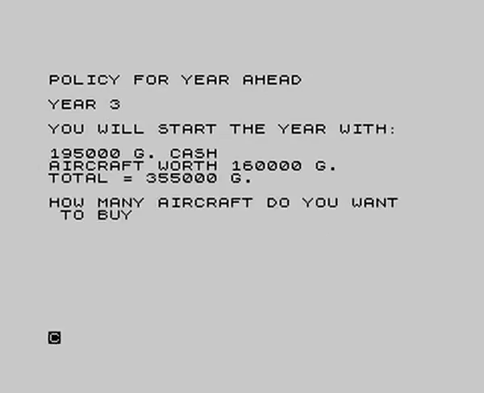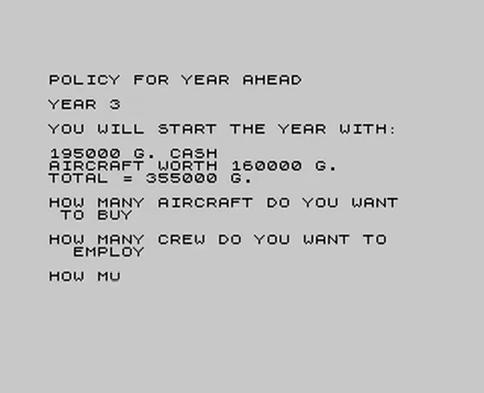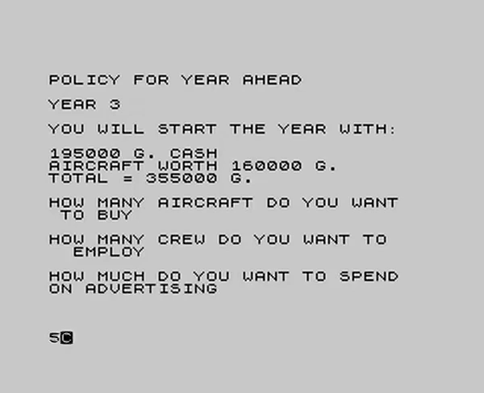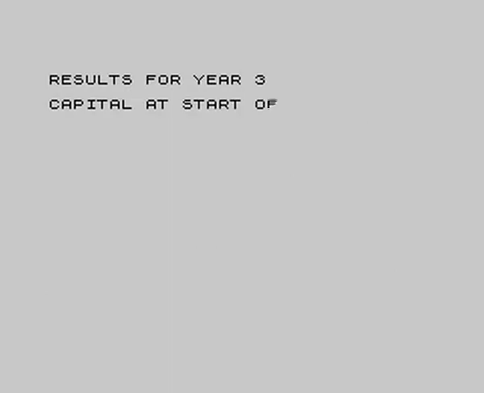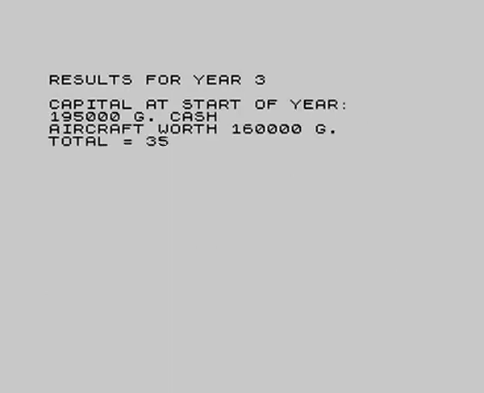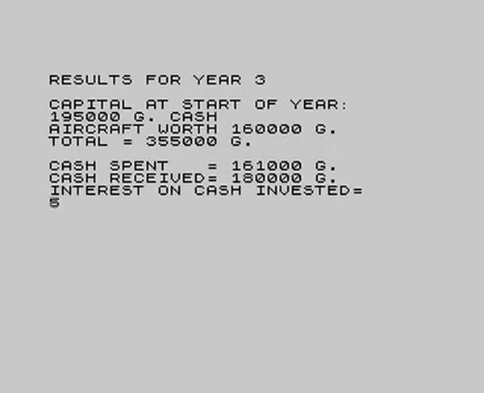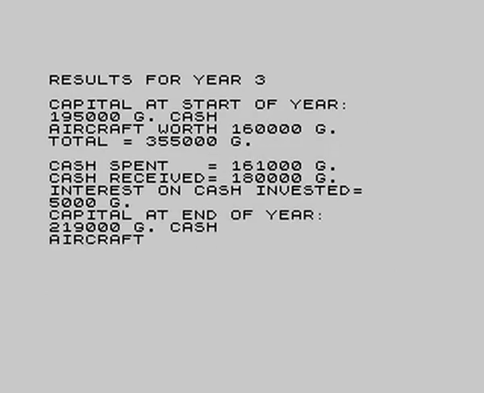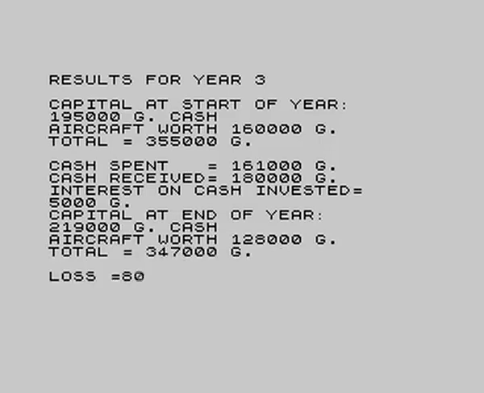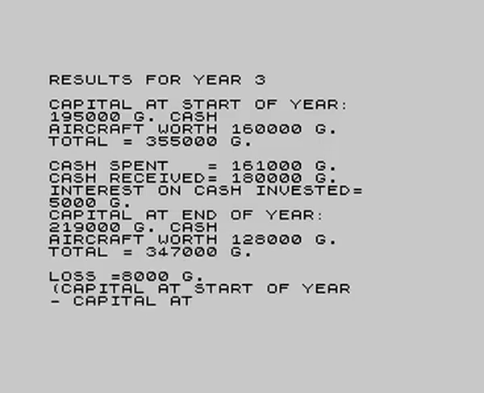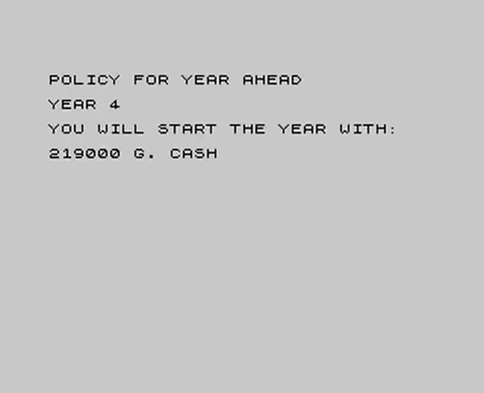So our aircraft are still there. We don't want to buy any aircraft. We still want 10 crew, otherwise we can't fly planes. 50,000 on advertising. Maybe I'm overspending in advertising. Maybe I'm underspending. Or maybe I typed the program in wrong. Now this year we actually received more money. We still made a loss though, slightly.